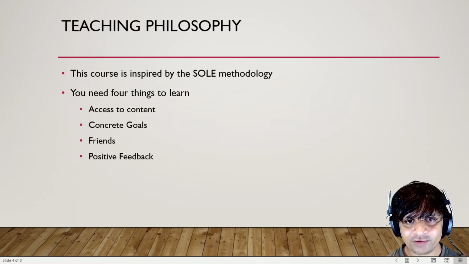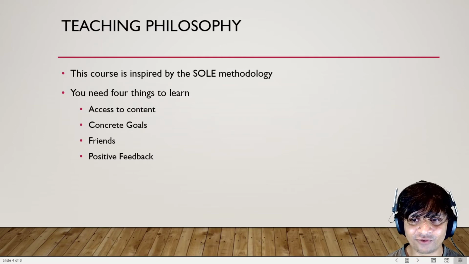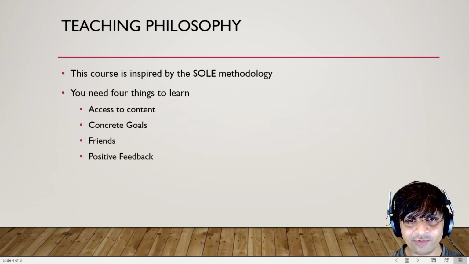Okay? One thing that you need is access to content. And that kind of makes sense. If you're trying to learn how to do X, but there's no content available on how to do X, you're going to struggle to do that, right? You're going to have to learn everything from first principles. Now, importantly, access to content doesn't mean that someone needs to give you the content. It just means that you need to have the ability to get the content. Okay?